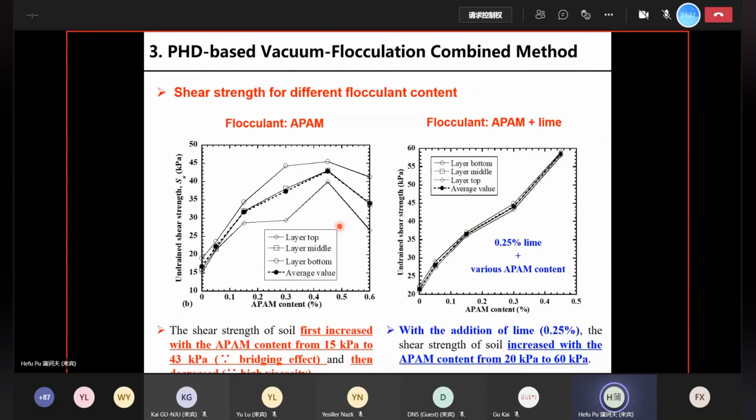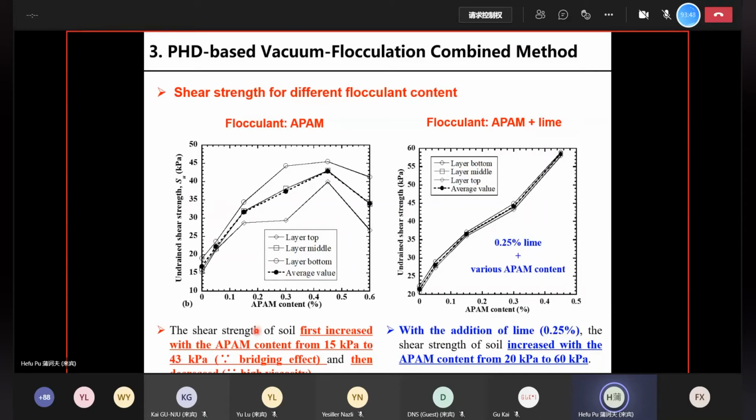In addition to the dewatering efficiency, if we look at the strength, adding the flocculant and the vacuum pressure also can increase the shear strength significantly. We look at different flocculants. On the left, we have used APAM. On the right, we used APAM and also lime, some kind of composite flocculant.